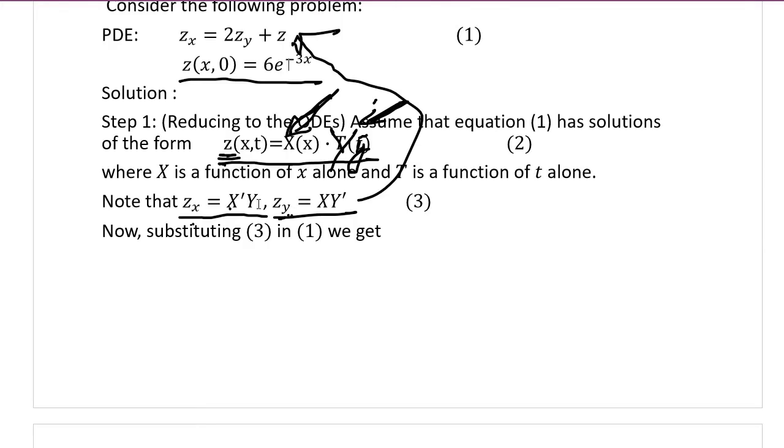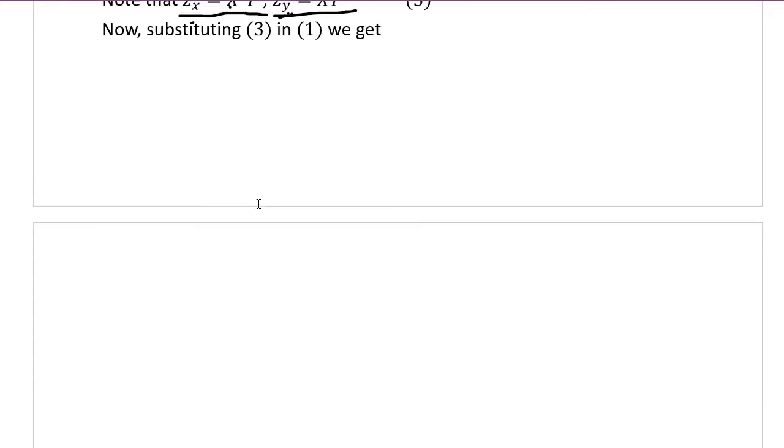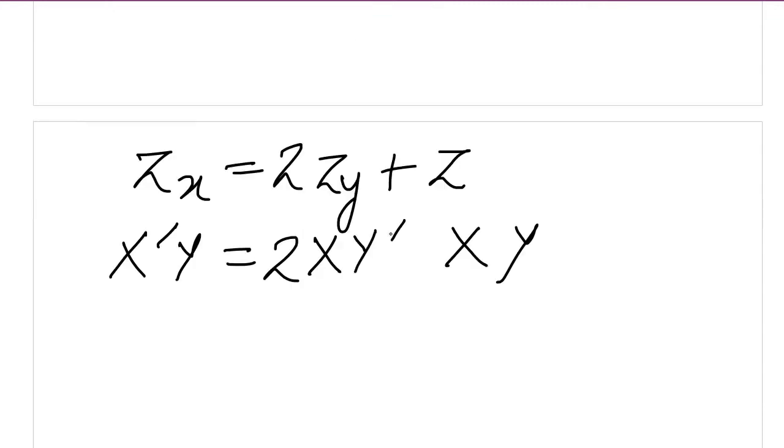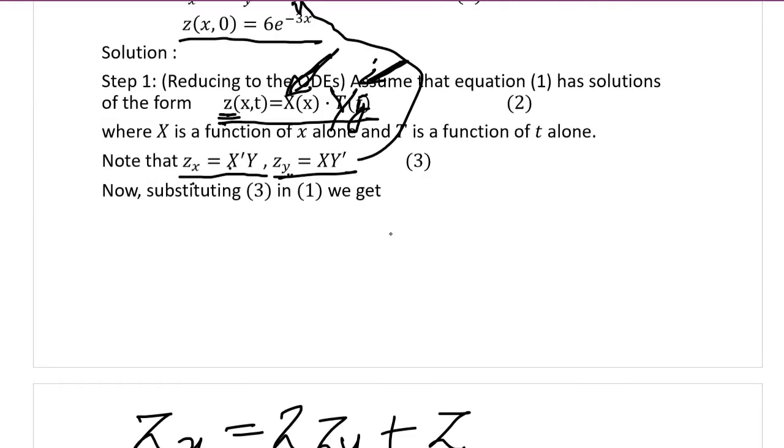So the question was zx equal to 2zy plus z. Now substituting, what is z? Z is XY. What is zx? Zx will be X dash Y. What is zy? Zy will be X Y dash. These are the substitutions that you have to make.